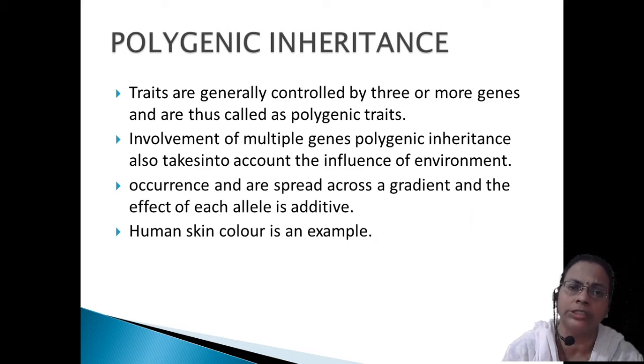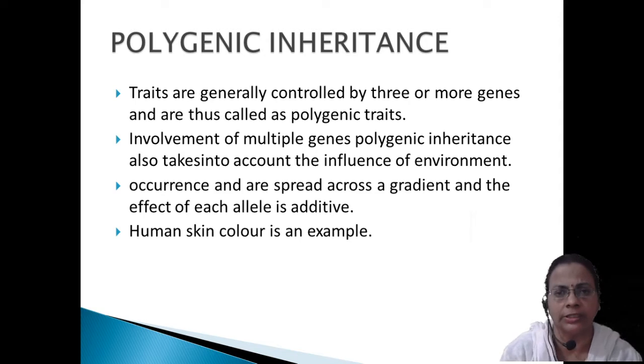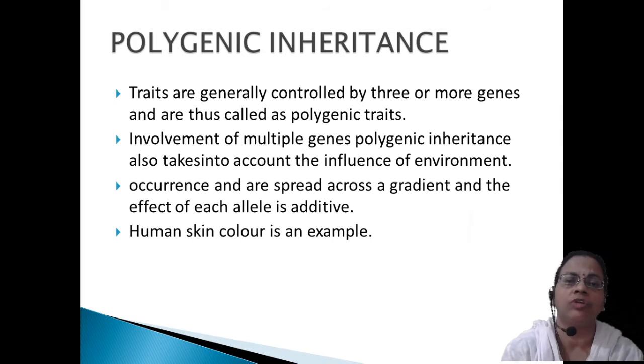So polygenic inheritance is also called multiple factor inheritance. What do you mean by multiple factor inheritance? We will explain it with the help of an example, that is skin coloration in human beings. And the second point we have to say here is that, to a certain extent, the influence of the environment also takes part.